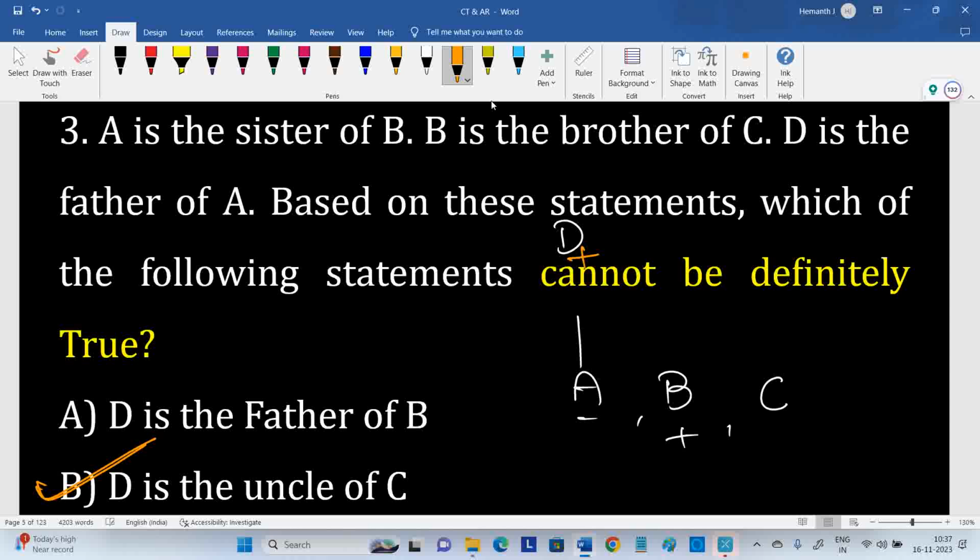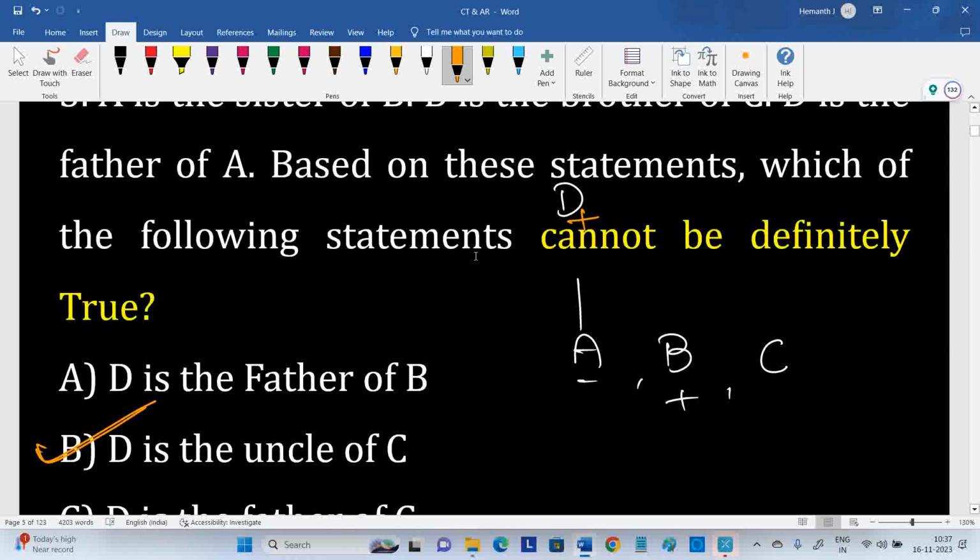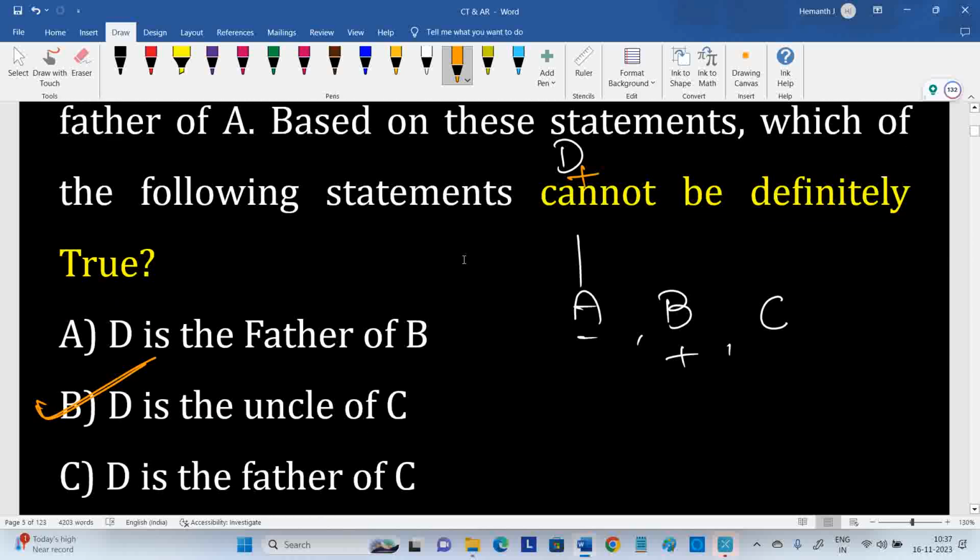But please see the question. Cannot be definitely true. Which is false is the question they're asking. Please read the entire question before answering. This question is easy, but still people may go with option A, considering that that is true, I agree. But they're asking which is the false one. So D is father of C correct, D is father of B correct. False is D is the uncle of C.